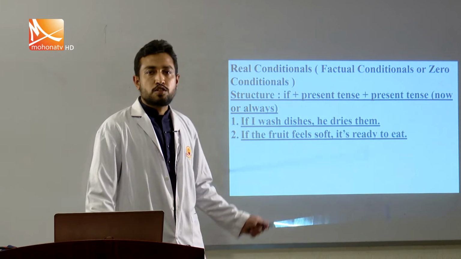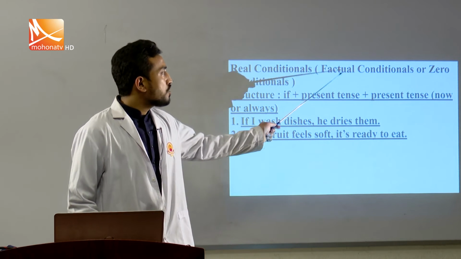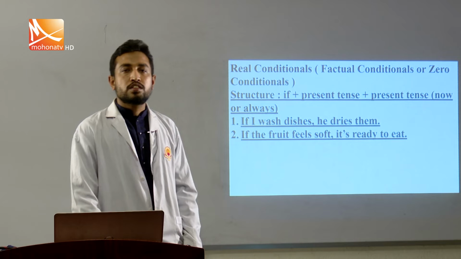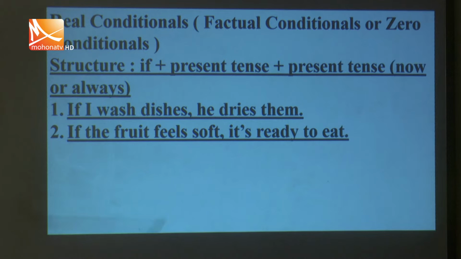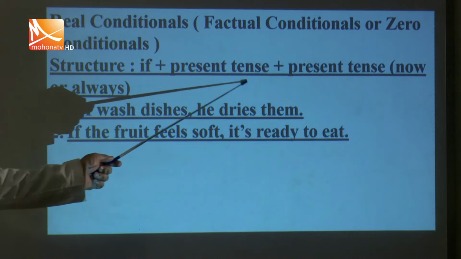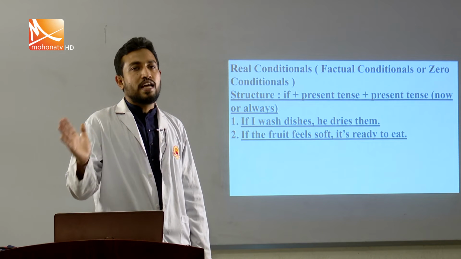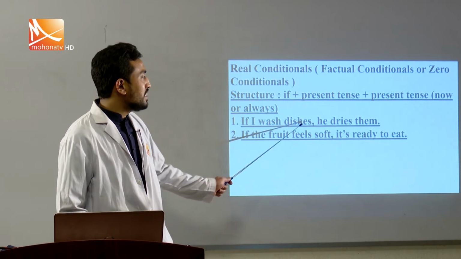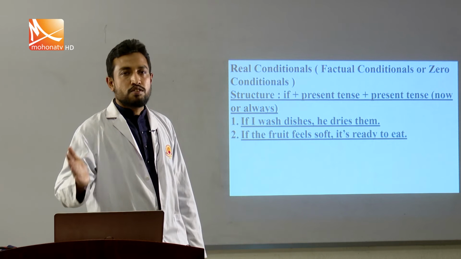Number one, real condition, factual condition, or zero conditional. That means it happens, it always happens, or it is like this. So real condition, factual condition or zero conditional means it happens naturally. The structure is if plus present tense, and present tense. Now or always. Now it happens or it always happens this way. So if I wash dishes, he dries them. So if I do this, he does that. Okay. So this is natural.